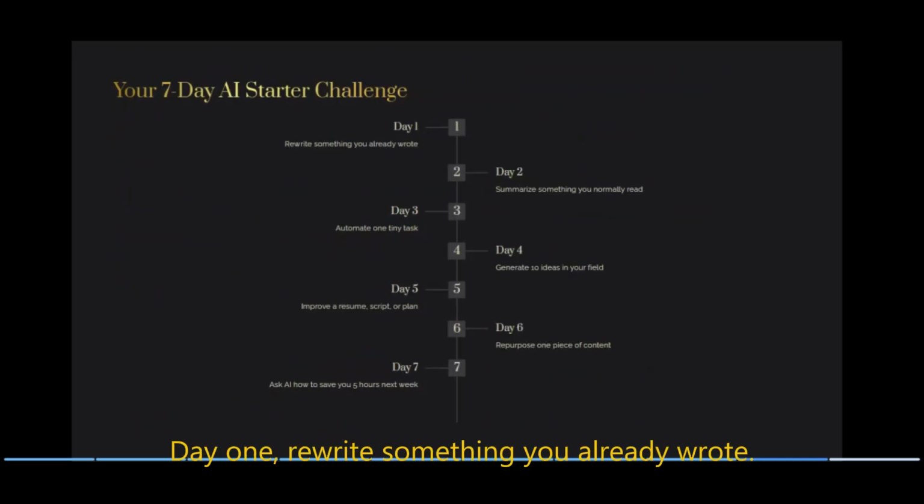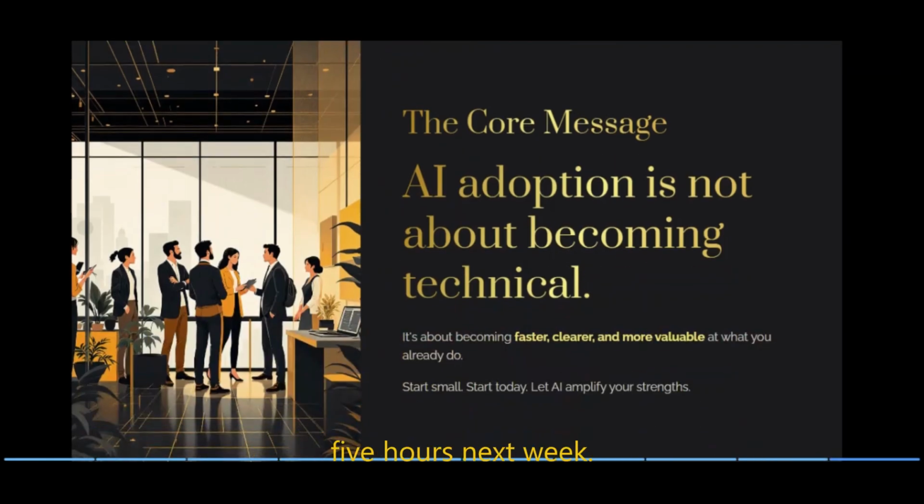Day one, rewrite something you already wrote with AI. Day two, summarize something you normally read with AI. Day three, automate one tiny task with AI. Day four, generate 10 ideas for your feed with AI. Day five, improve a resume, script, or plan with AI. Day six, repurpose one piece of content with AI. And day seven, ask AI to save you 5 hours next week.